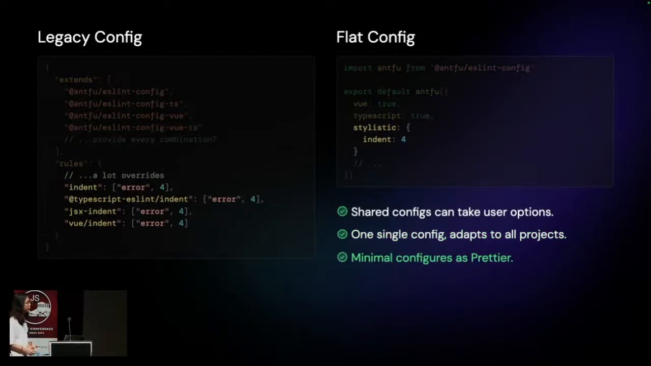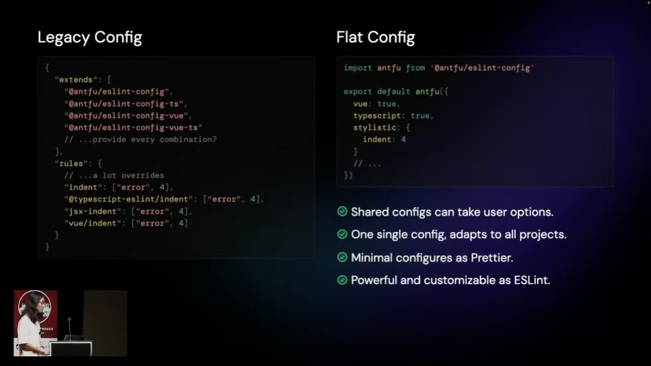So because of that, we could have high-level abstractions to absorb the underlying complexity, while providing a minimum config interface as easy as Prettier, where the end user doesn't need to worry about the underlying details, but still has all the controls when they really want it. So I say it's like minimum configuration as Prettier, but powerful and customizable as ESLint.